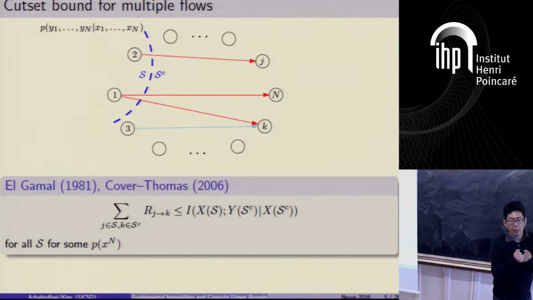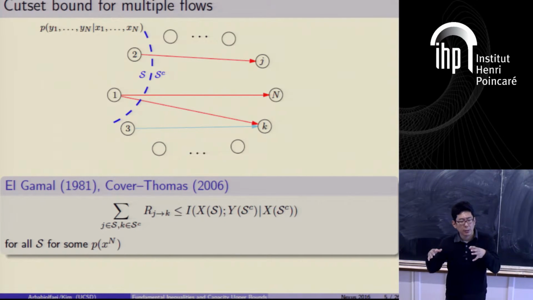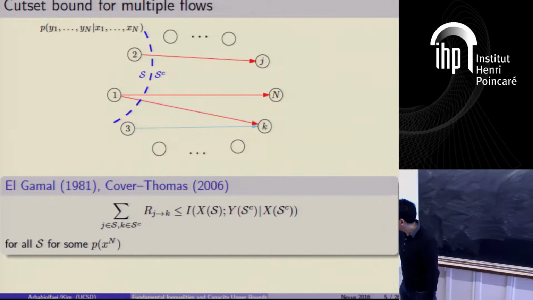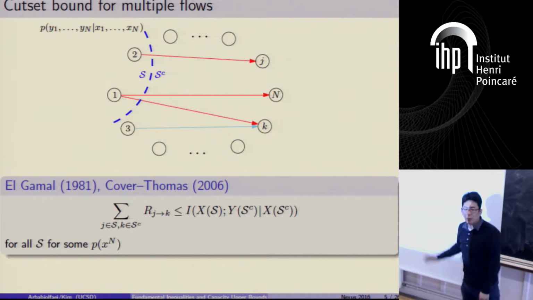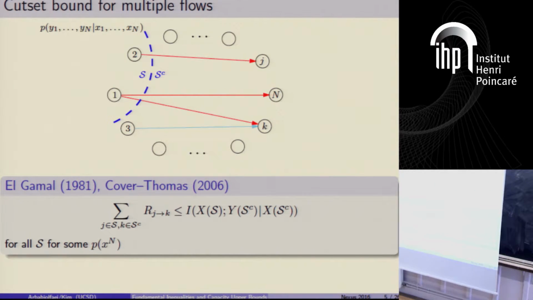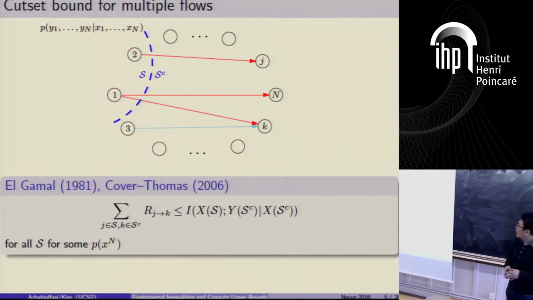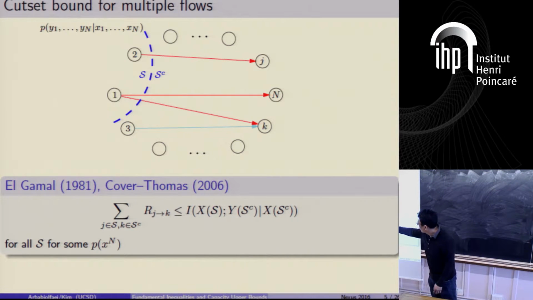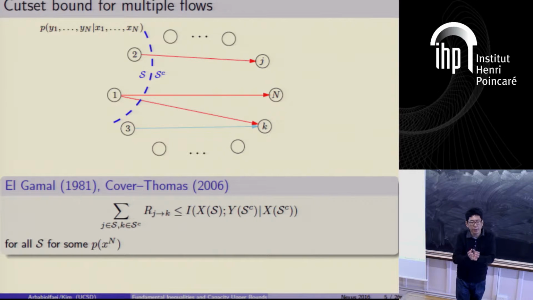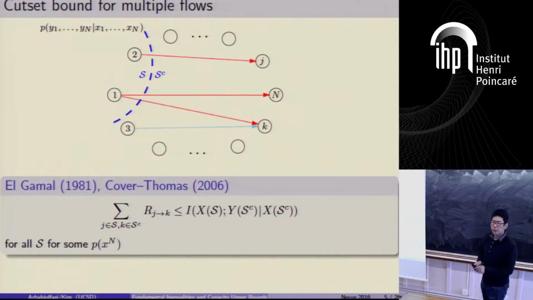So there can be a rate tuple. Now it's a high-dimensional trade-off between different flow rates. Then this trade-off can be captured by, for a fixed joint distribution, a set of linear inequalities, which is in fact a nice polyhedral shape. And then we take the union over all possible joint distributions. So that is the cut-set bound, right? And the complete proof can be found in Cover and Thomas.